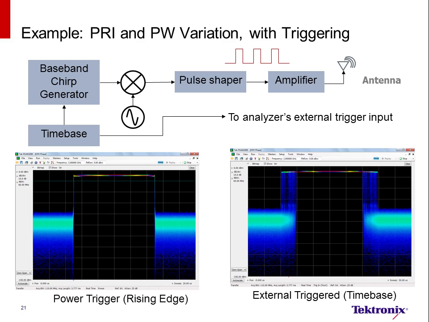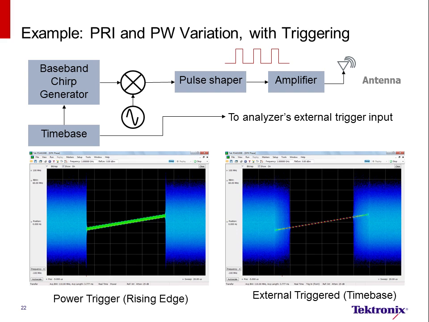What we see on the right is we've taken a signal from a time base on the transmitter that we know is exactly at the PRI and should be aligned with the rising edge on every single pulse. So now we can see that both the rising and falling edges jitter by about the same amount. We'll look at that a little bit closer now.